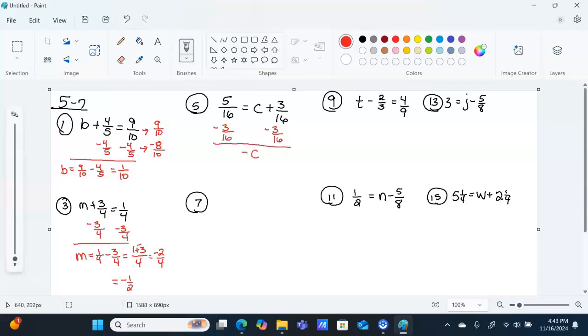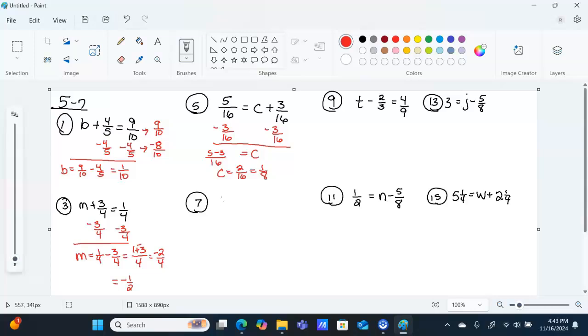On this one, I'm going to subtract 3/16 from both sides. And I've got a common denominator, so 5/16 minus 3/16. C is going to be 2/16, which will reduce to 1/8, dividing both the top and the bottom by 2.